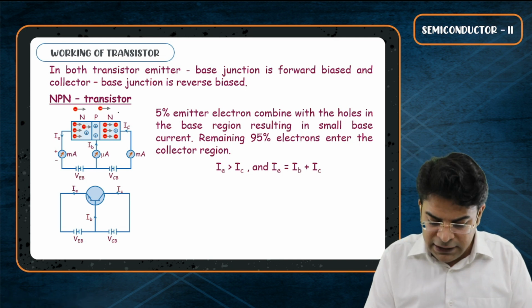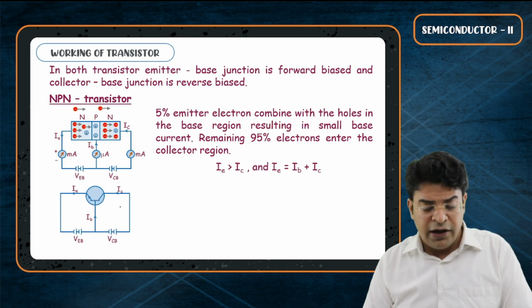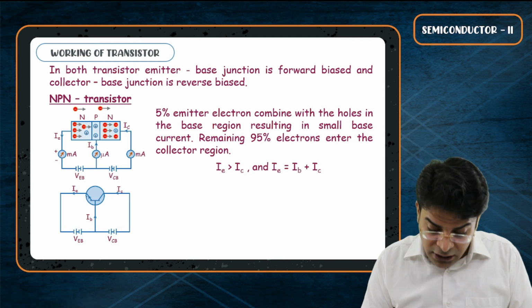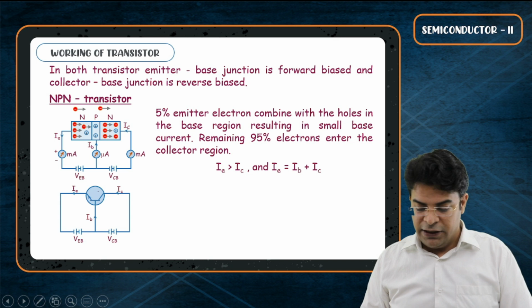Next thing, kids, understand that you can draw a PNP transistor like this. You can draw an NPN transistor like this. You can even use the circuit diagram. Remember that in an NPN transistor, the current comes out of the emitter and moves into the circuit.